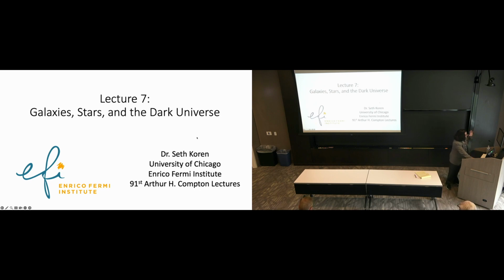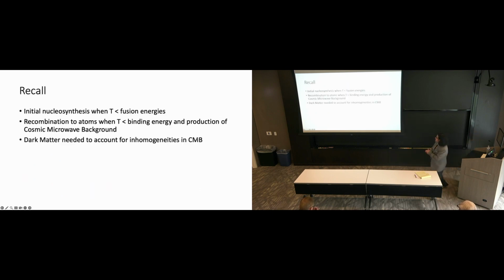Good. First, let me remind you: last week we talked about how in the hot, dense early universe, you go from a charged plasma, when the temperature is cool enough, to some initial nuclear fusion. You form some helium nuclei. At even lower temperatures, we get recombination to form atoms. The universe is now neutral, and photons can free stream through the universe. Those formed the cosmic microwave background, which we observe today.